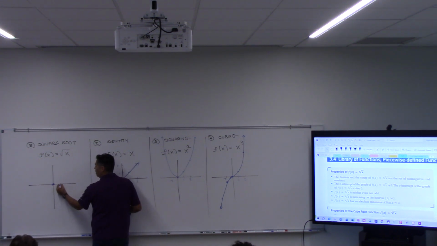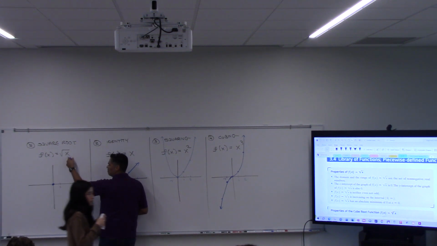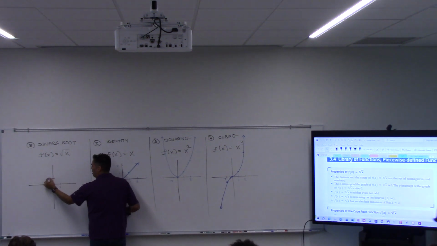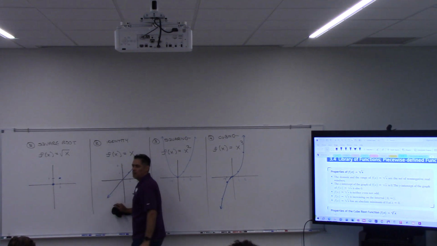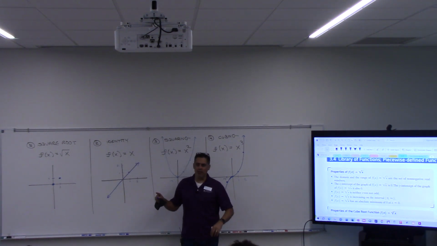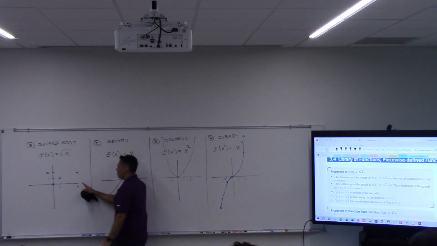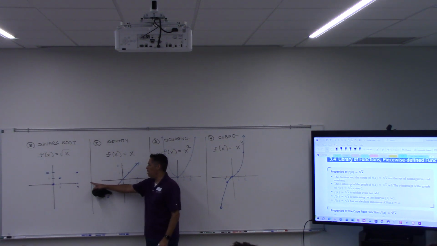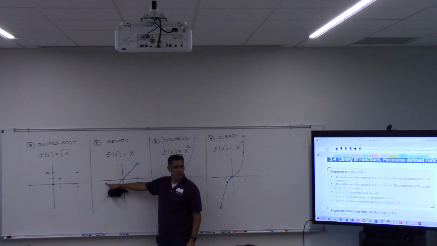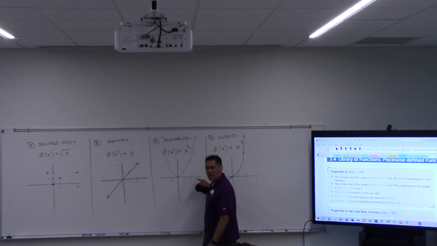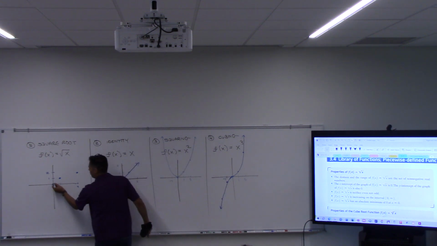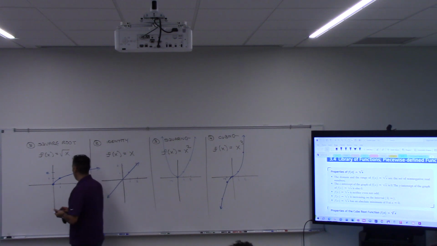If I plug in 1, square root of 1 is 1, right? Square root of 2, I don't know. Square root of 3, I don't know. Square root of 4, 2. So if I go out to 4, I go up 2. And this continues, right? The next square root I'm going to know is what? 9, and then 16, and then 25. So it starts to grow like this. Its growth is slow. It grows slowly, but it does grow.